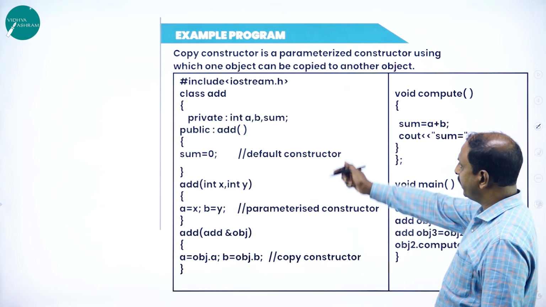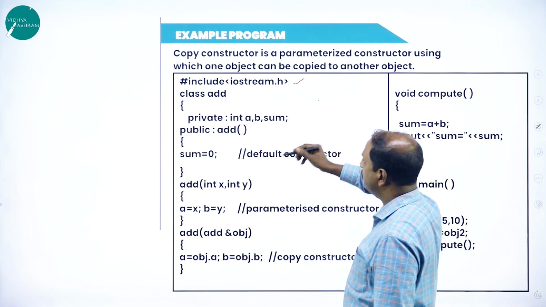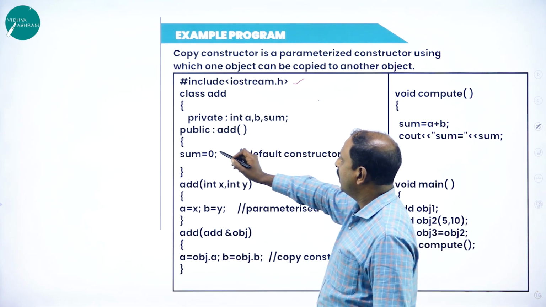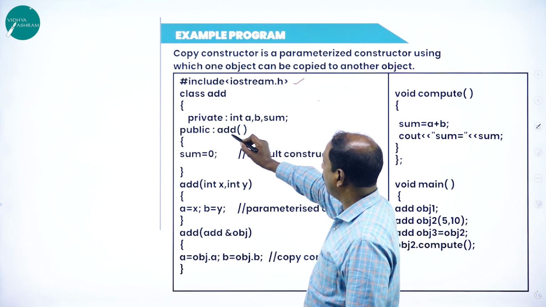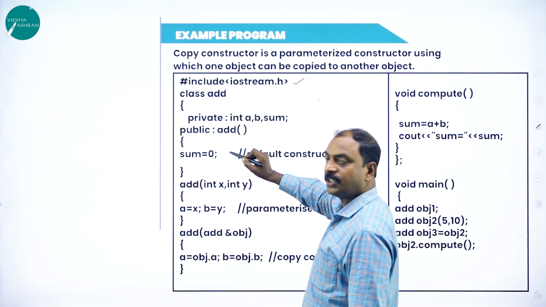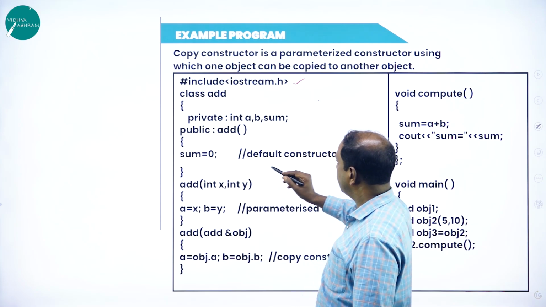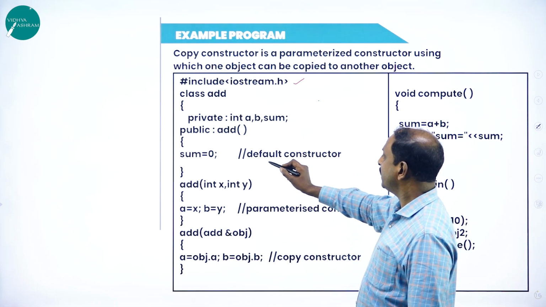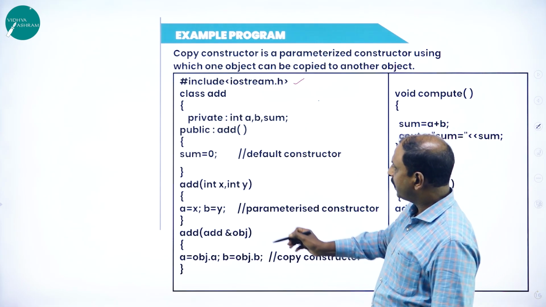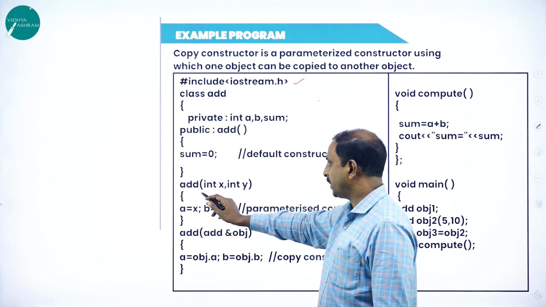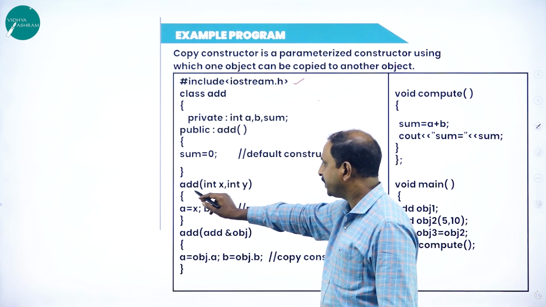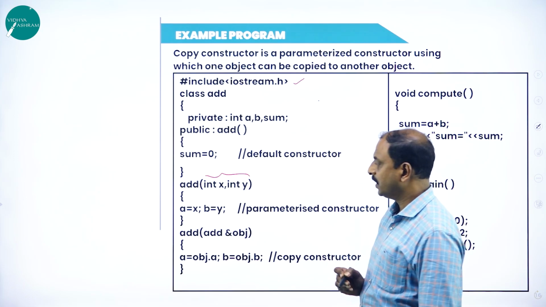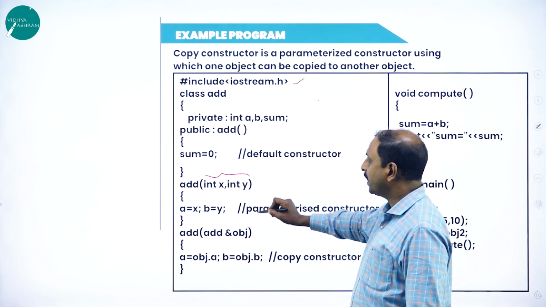Now this is a program, and the program starts with the header files, then class Add, private int a, b, some, are the variables. Under public we have Add, which is the name of the class. So this is a constructor, sum equal to 0. In this example, there are no parameters, so that is a default constructor. Next, under public, we have one more constructor, Add, because the name of the class is Add: Add int x comma int y. Here these are parameters, so this is a parameterized constructor.